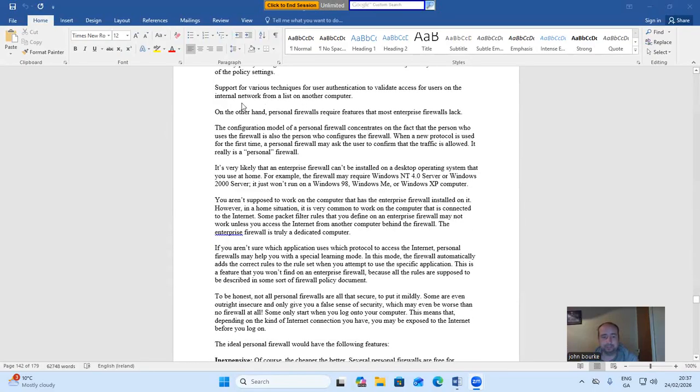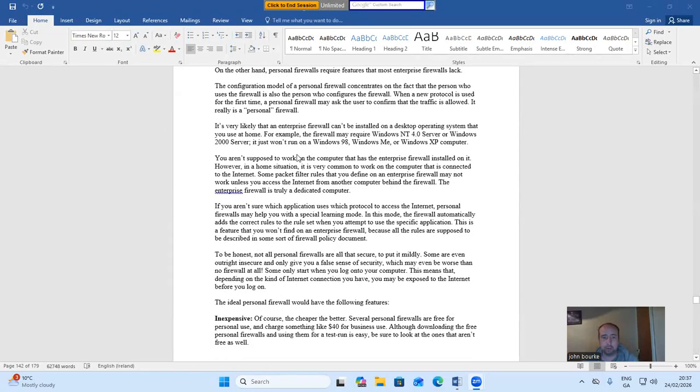On the other hand, personal firewalls require features that most expensive firewalls lack. The configuration model of a personal firewall concentrates on the fact that the person who uses the firewall is also the person who configures the firewall. When a new protocol is used for the first time, a personal firewall may ask the user to confirm that the traffic is allowed. It really is a personal firewall.